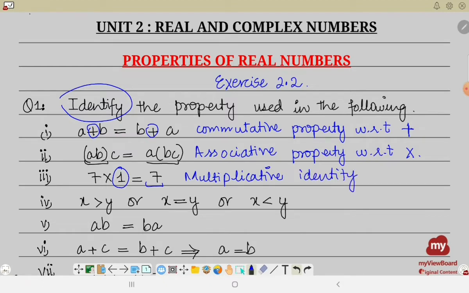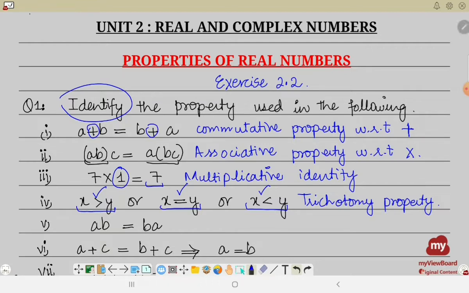In the fourth part, there are three conditions between two numbers. Either x is greater than y, or they are equal, or x is less than y. So where there are three categories, that property is called the trichotomy property. Tri means three, so it is the trichotomy property. Right, between two numbers at most this is the relation that can exist: either one will be smaller or bigger than the other, or they will be equal.